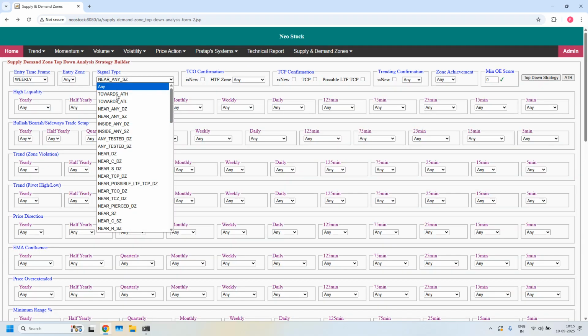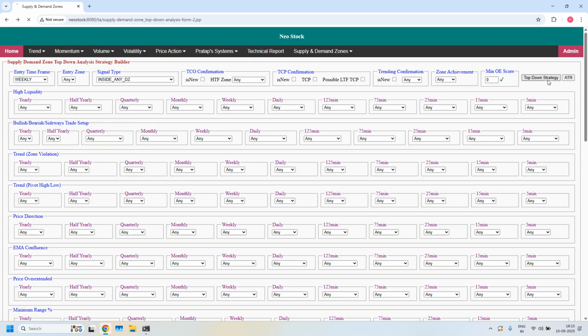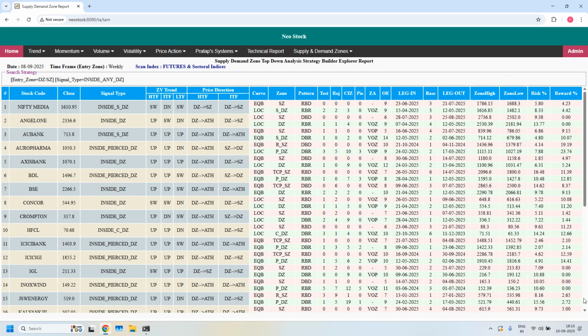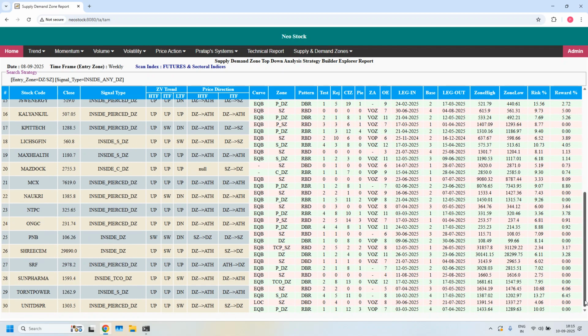Next, price closed inside the weekly demand zone. First 15 stocks in the list. Scrolling the list down. Total we got 30 stocks.